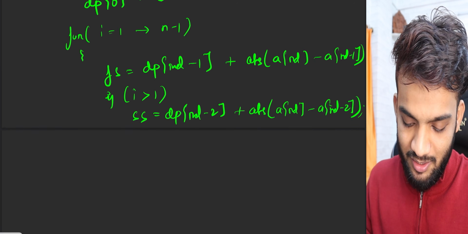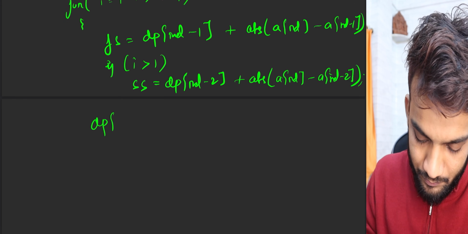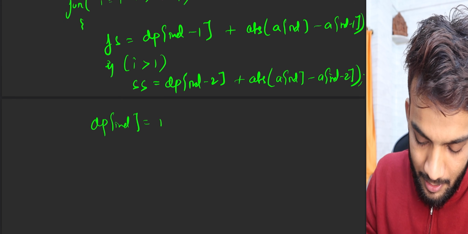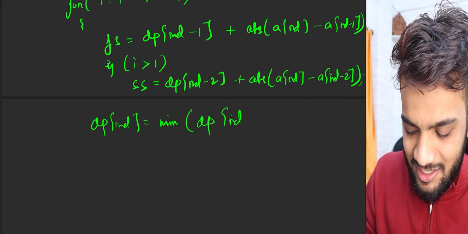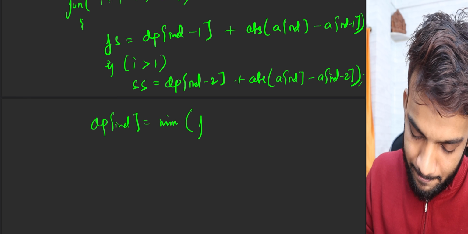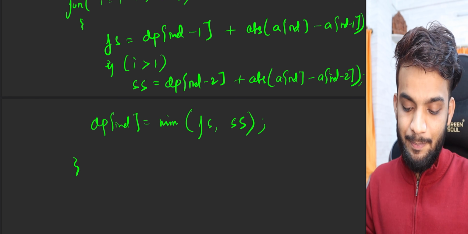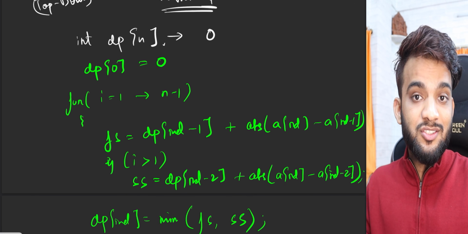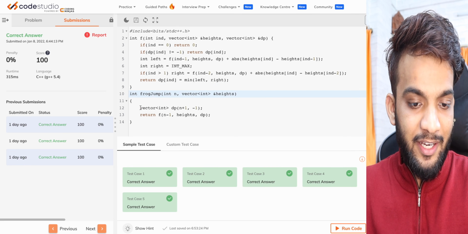Store it. dp of index will be the minimum of dp of first step and second step. As simple as it can get. And if you write this, it's definitely going to work wonders. So I'll try to show you over here.